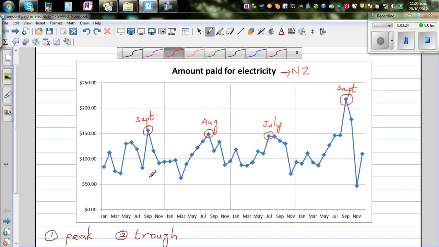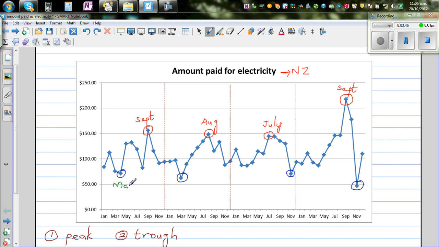Now the troughs, so let's look at the troughs. This is a trough here. This is a trough here. This is a trough here. And this is a trough here. So this is January, February, March here. We are looking for patterns, that's basically what we are trying to do. So this is a trough here. Again, March here.